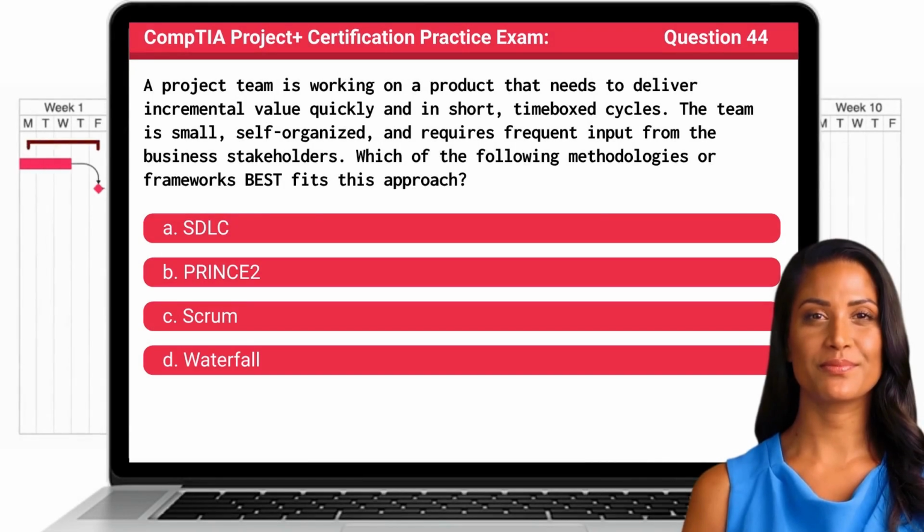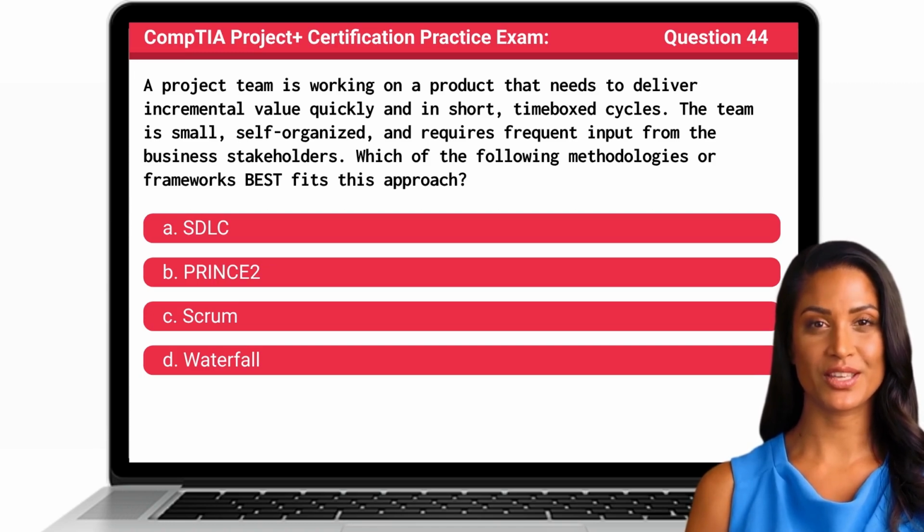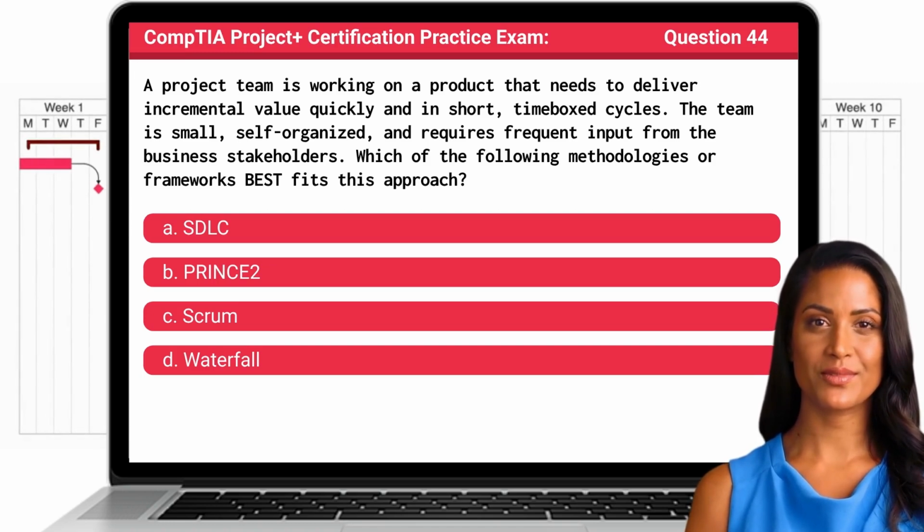Question 44. A project team is working on a product that needs to deliver incremental value quickly and in short, time-box cycles. The team is small, self-organized, and requires frequent input from the business stakeholders. Which of the following methodologies or frameworks best fits this approach?